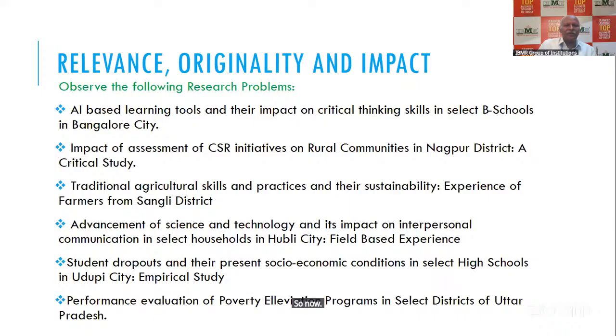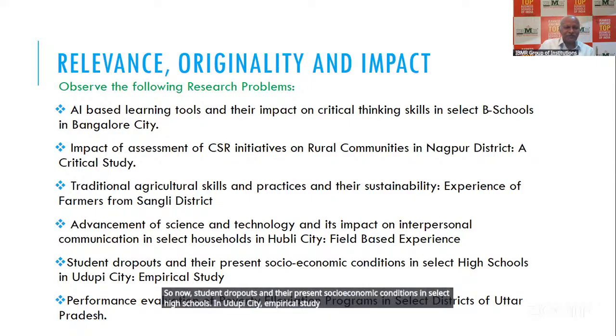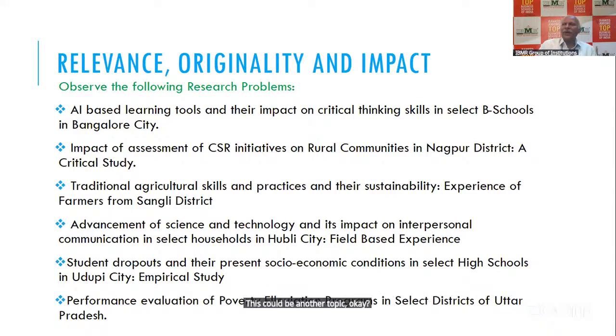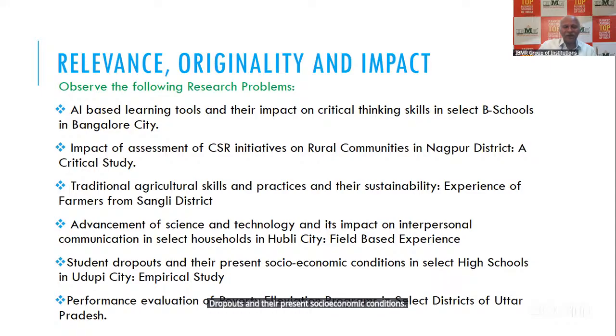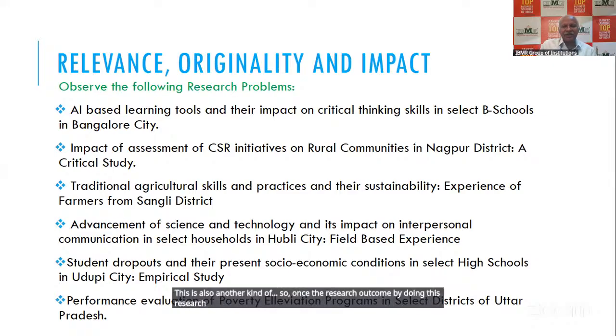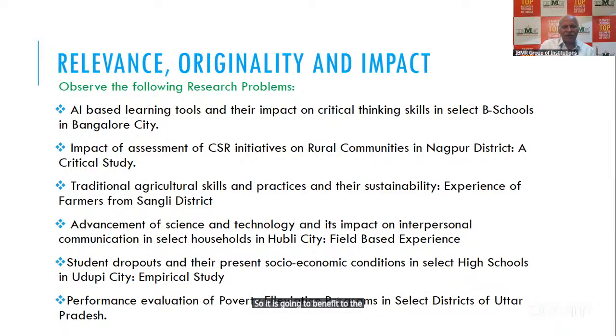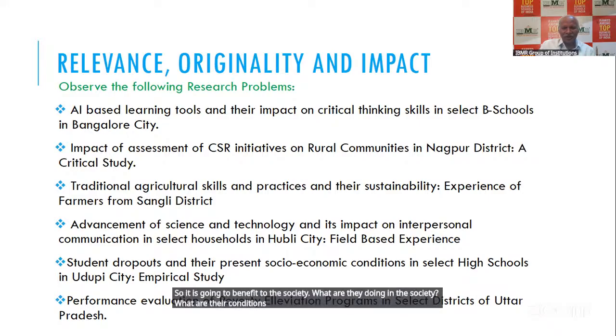So now: student dropouts and their present socioeconomic conditions in select high schools in Udupi city, an empirical study. This could be another topic, okay? We find most of the time, in higher education or primary education, student dropouts, and we just ignore them. Why can't we make a study of dropouts and their present socioeconomic conditions? What are they doing? Once the research outcome comes, it would certainly help policy formulation for dropout students, so it is going to benefit society. What are their conditions? Are they earning anything? Have they joined any other profession?